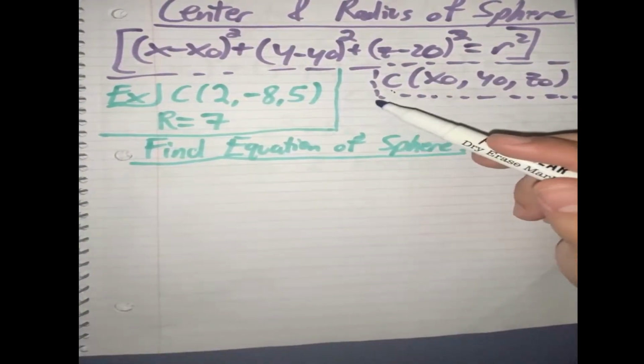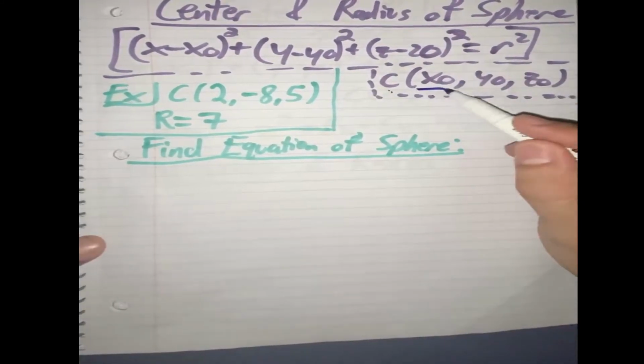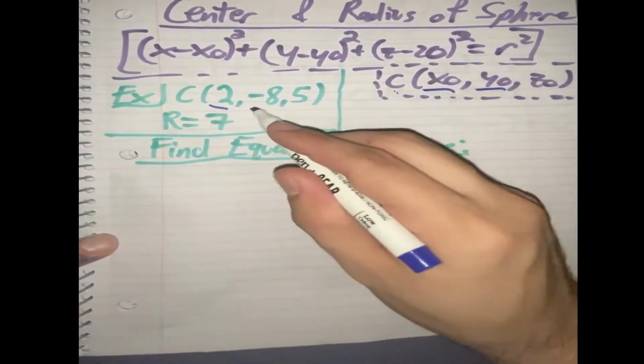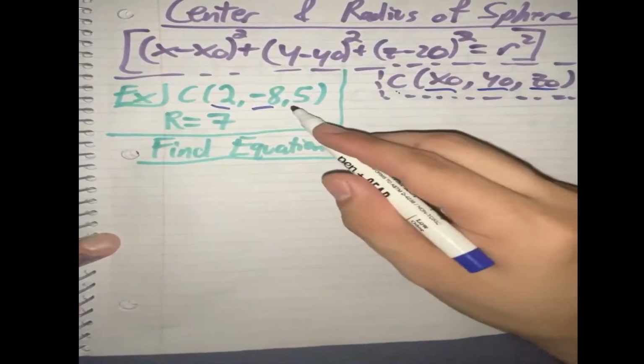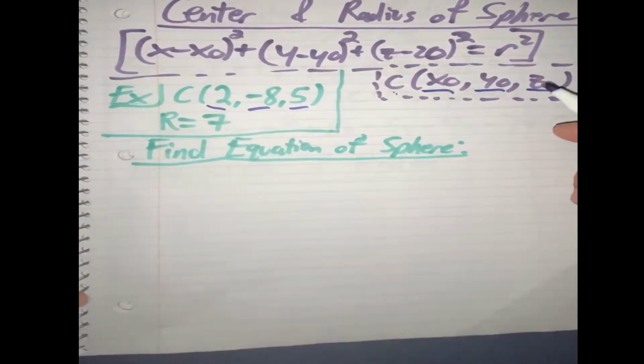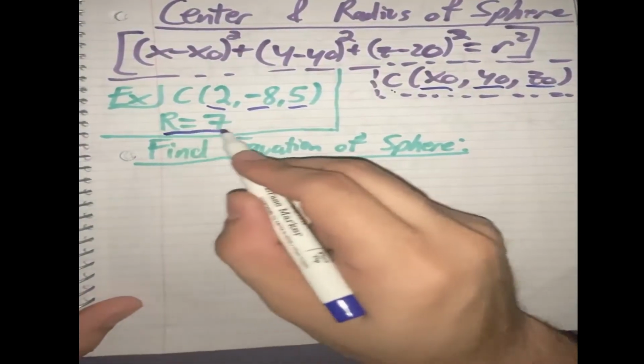So the first thing is we ask ourselves, what's our x naught? Well, our x naught is 2. What's our y naught? Our y naught is minus 8. What's our z naught? Our z naught is plus 5. Then we ask ourselves, what's the radius? So the radius is r equals 7.